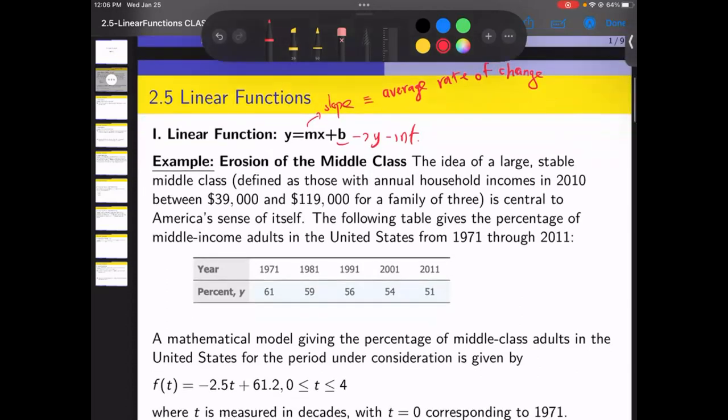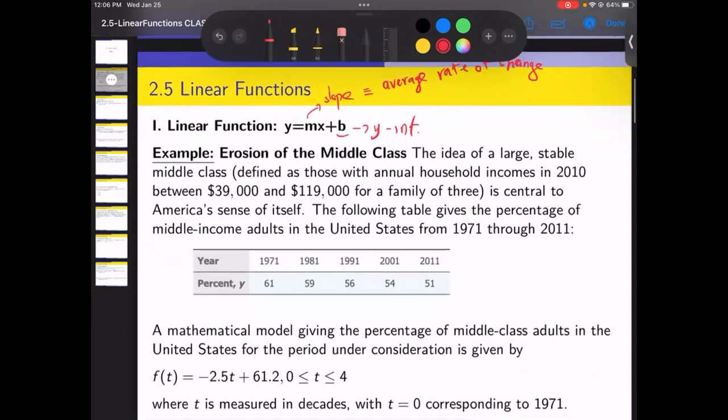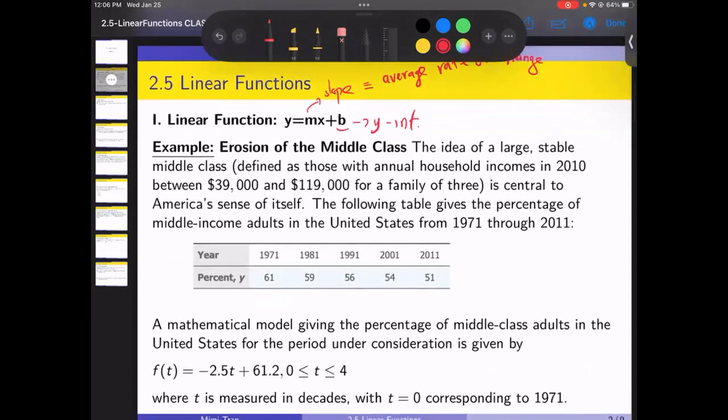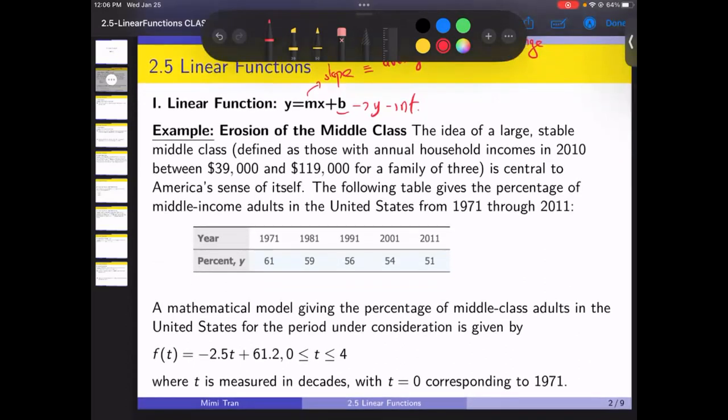Erosion of the middle class. The idea of a large, stable middle class, a household making between 39,000 and 219,000 for a family of three, is central to America's sense of itself. It's the backbone of society. The following table gives the percentage of middle income adults in the United States from 1971 through 2011. It looks like it's going down, right? It's shrinking.